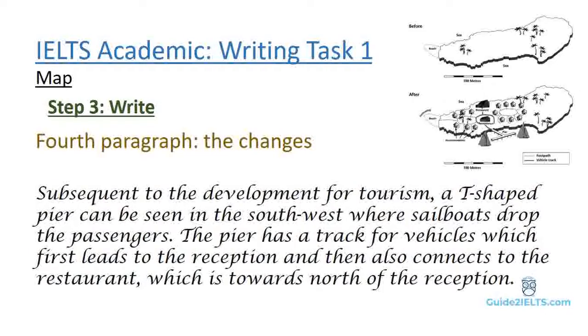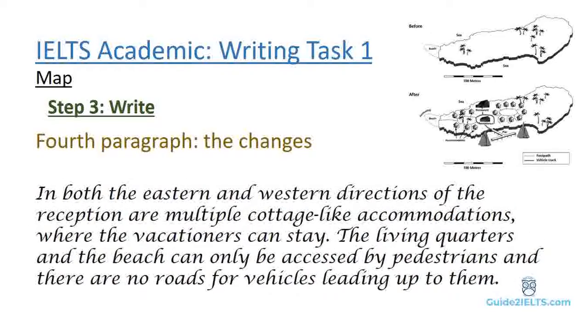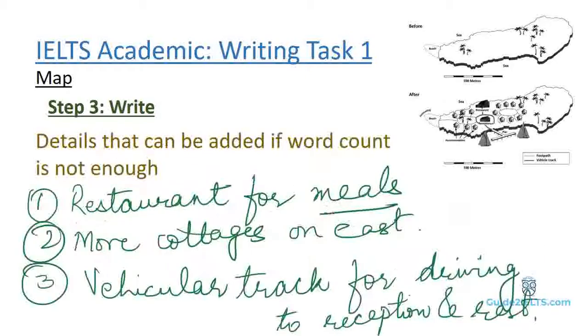Next, let's write about the accommodation and the footpath, which we write as can only be accessed by pedestrians. In both the eastern and western direction of the reception are multiple cottage-like accommodations where vacationers can stay. The living quarters and the beach can only be accessed by pedestrians, and there are no roads for vehicles leading up to them. We could also write other details like restaurants where tourists can have their meals, or there are more cottages on the east than on the west.